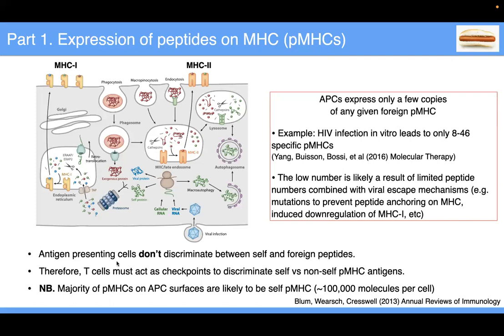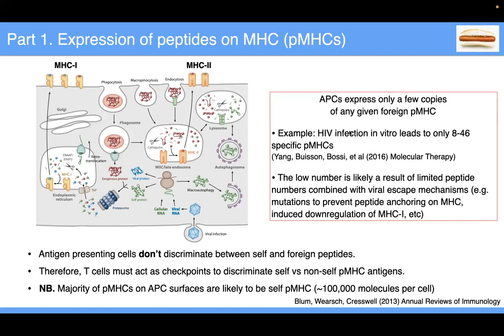But I want to make one point on the slide, which is that the majority of these peptide MHCs on the surface are likely to have peptides, their hot dogs, derived from self proteins, your own proteins. And that's simply because most of the proteins in the cell will be ones that are your own proteins, even if it's infected with a virus. A given antigen-presenting cell has about 100,000 different MHC molecules on its cell surface. And you could imagine that these antigen-presenting cells actually express very few copies of any of these foreign-derived peptides.